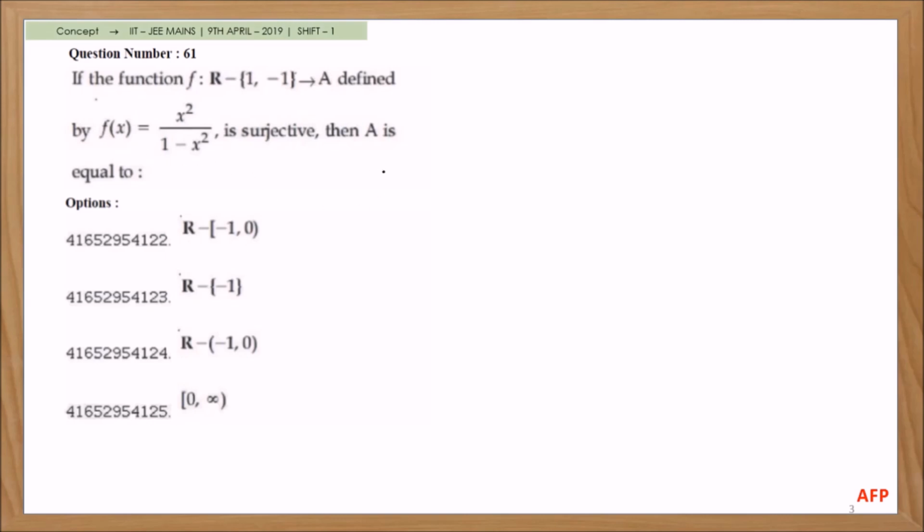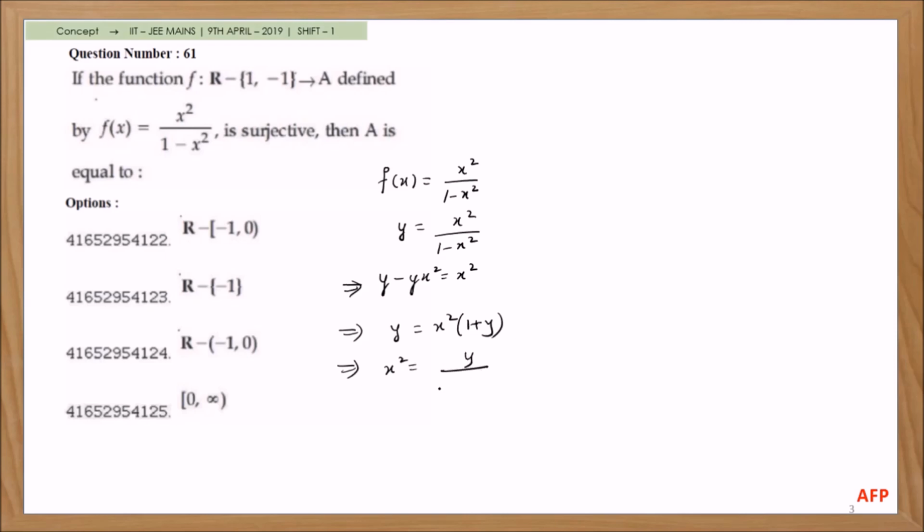To find the range of this function, we will take x square divided by 1 minus x square equal to y. We cross multiply, and on simplification x square equals y divided by 1 plus y. Since x square is always greater than or equal to 0, if you draw a number line with minus 1 here and 0 here, how do we simplify this inequality? Very simple.